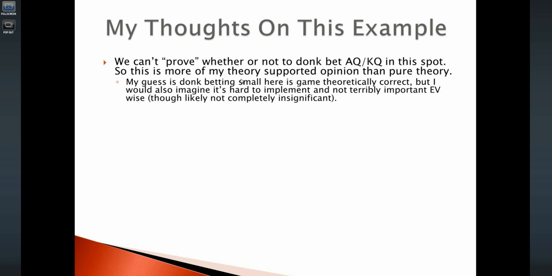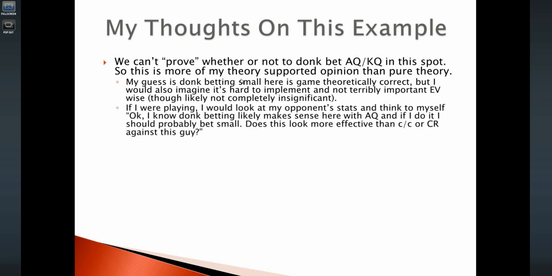So when I say we can donk bet here, I'm of course not saying we need to necessarily donk bet our entire range. I'm just saying donk betting some fraction of the time makes sense here, and I think that's game theoretically correct. If I were playing, I would look at my opponent's stats and think to myself, okay, I know donk betting here likely makes sense with ace-queen, and if I do it, I should probably bet small.